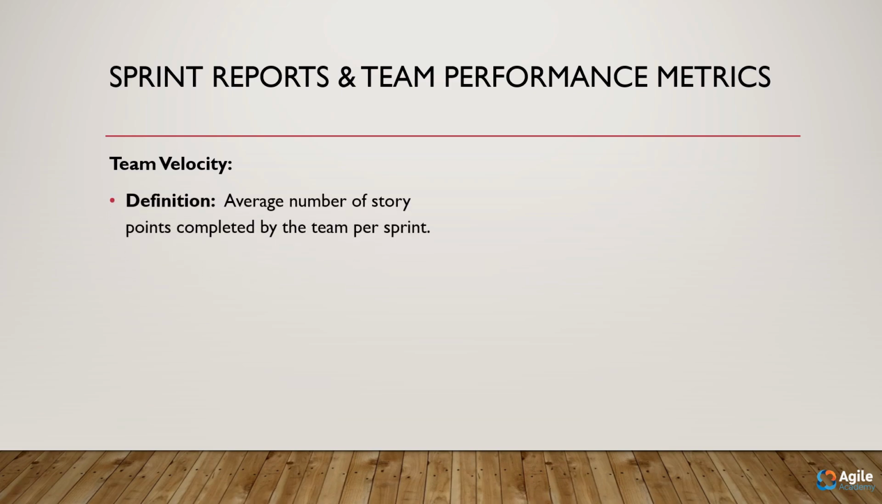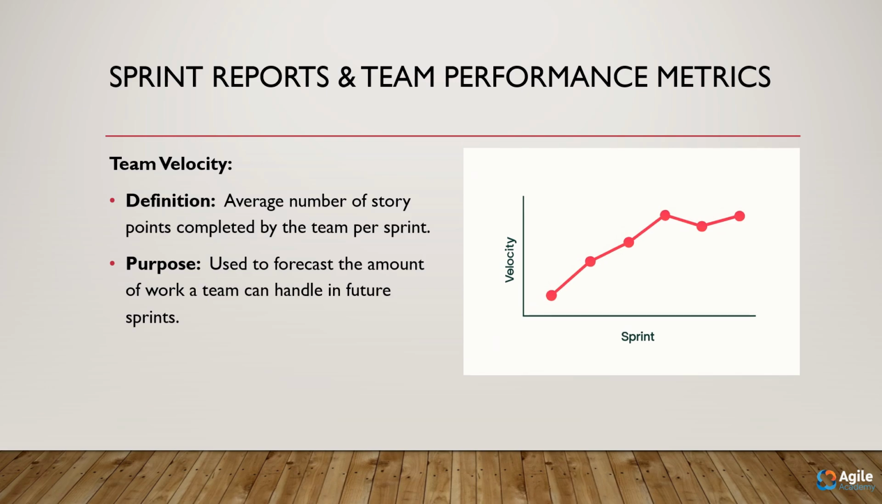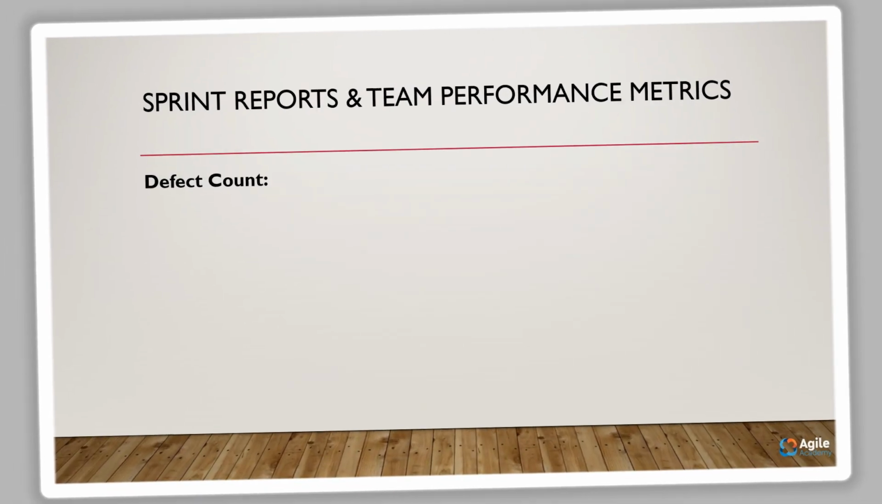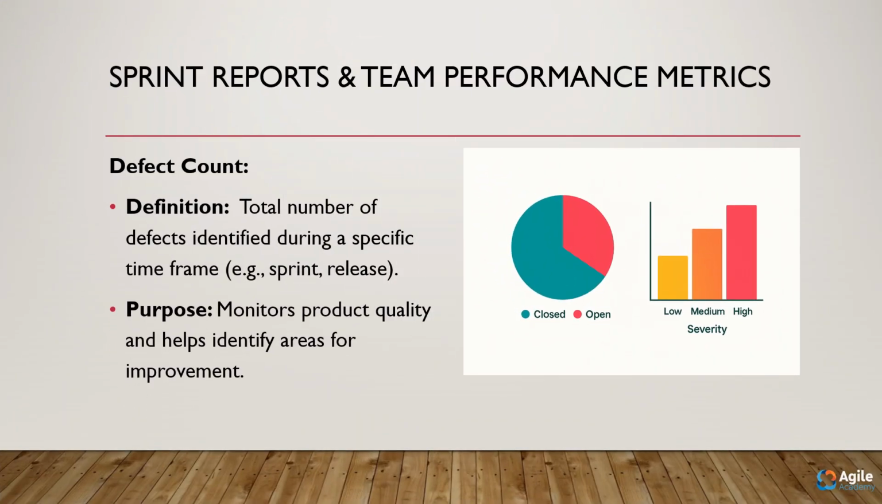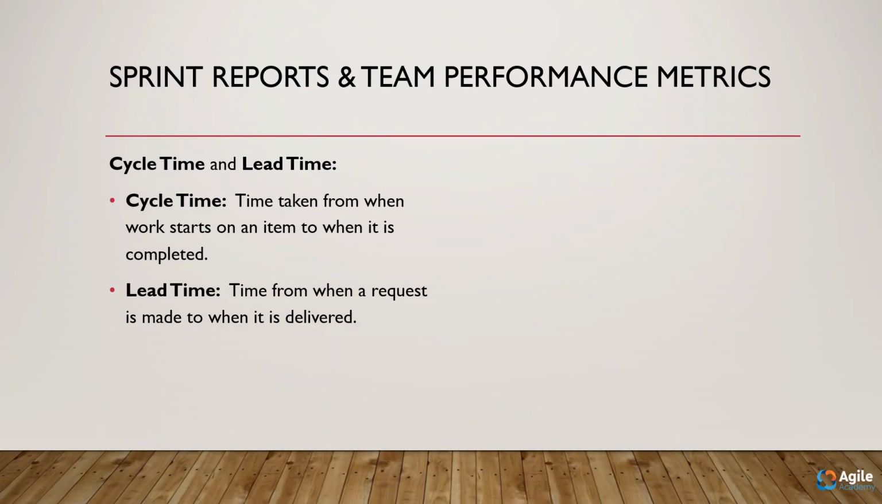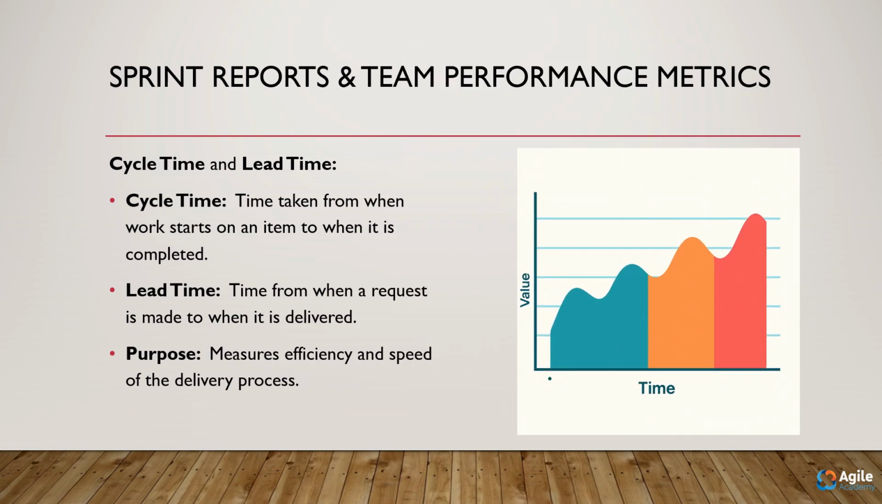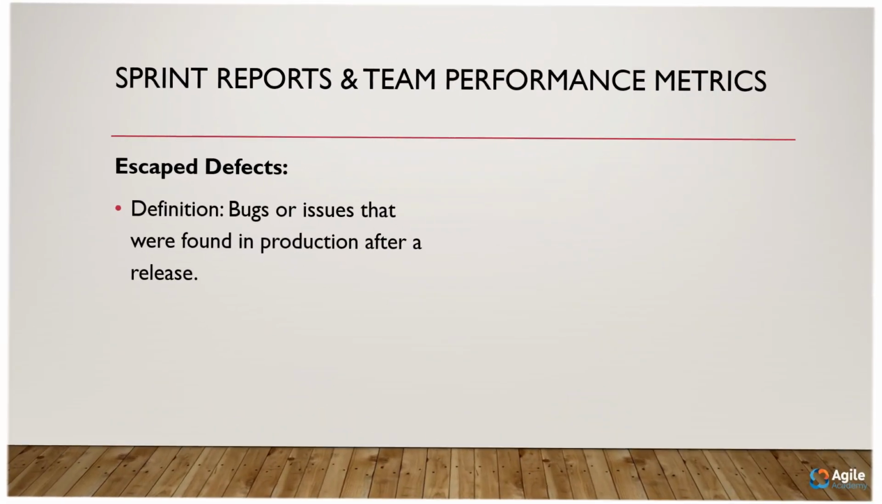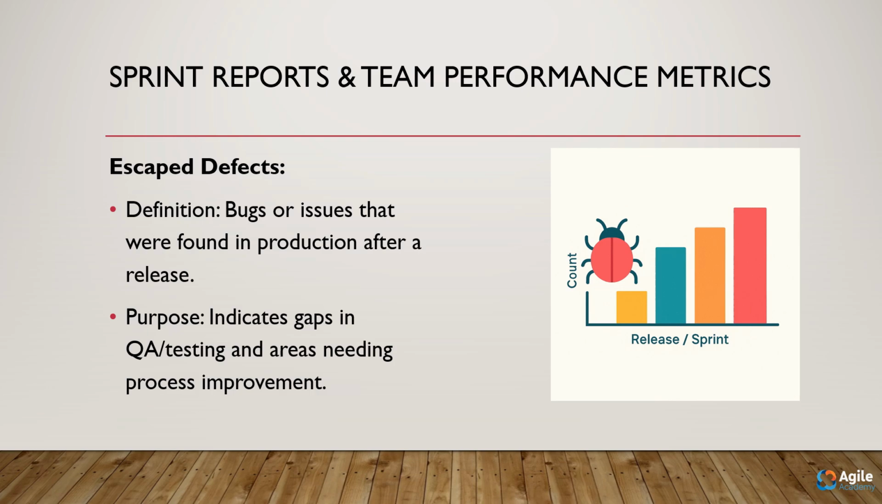Team velocity tracks how much the team can handle consistently. Defect count measures quality by counting bugs found during the sprint. Cycle time and lead time evaluate how quickly work is flowing from request to delivery. Escape defects. These are bugs found after release, a red flag for your QA process. These metrics guide your retrospectives and continuous improvement efforts.